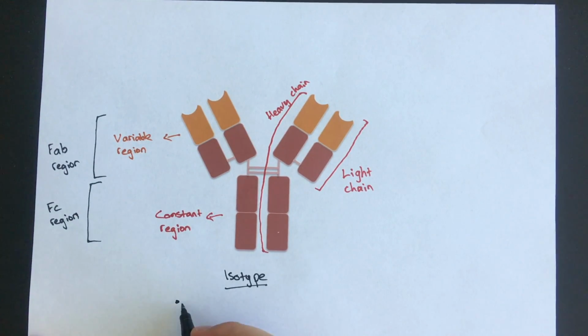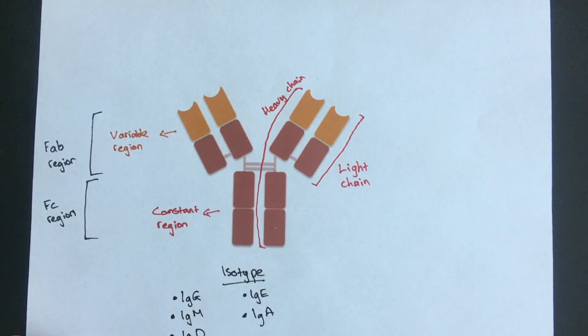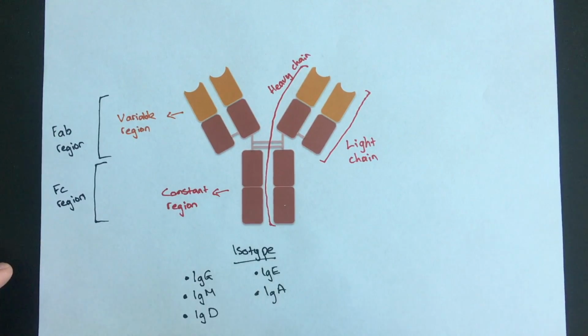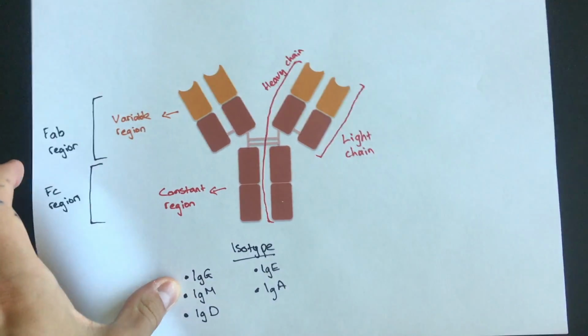Now antibodies differ in their Fc regions, and in total there are 5 immunoglobulin isotypes or classes, with each having a different function. They are IgG, IgM, IgD, IgE, and IgA. Let's now go through the different isotypes.